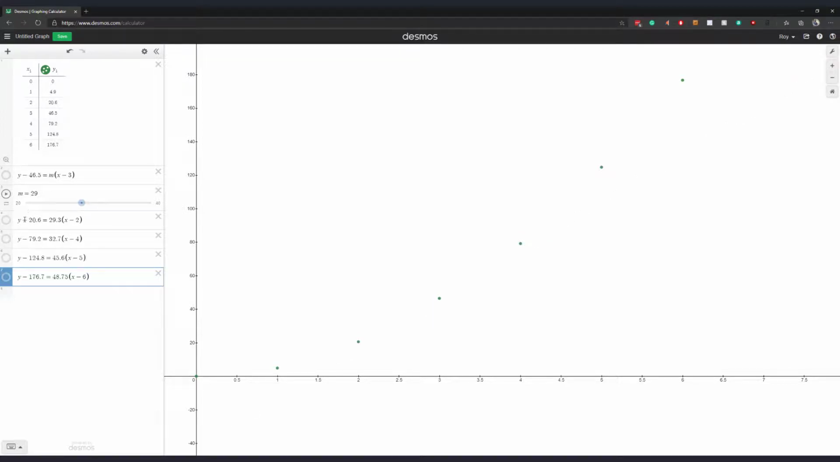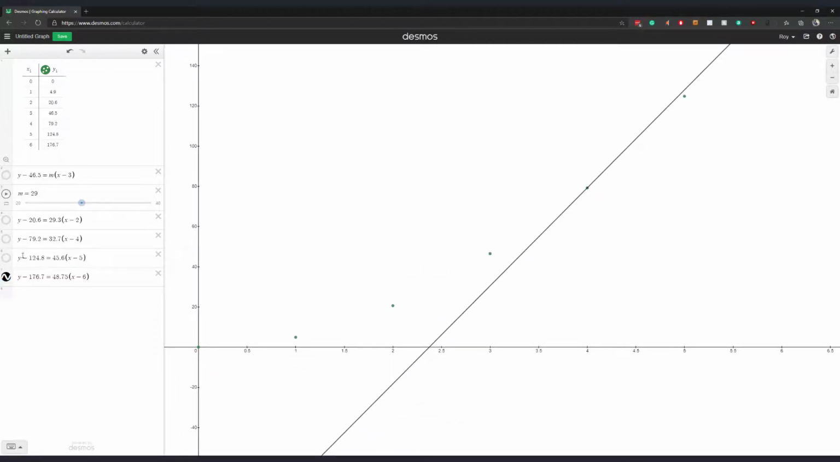Let me turn off this line right here. This first line represents the secant line that goes through time 2 and time 4, the points at x equals 2 and x equals 4 there. And we found the slope of that line to be 29.3. And then the next one represents if we used the points 3 and 4, and that would give us a slope of 32.7. And the next one would be the slope of the line connecting points 4 and 5, and finally the line connecting points 4 and 6.